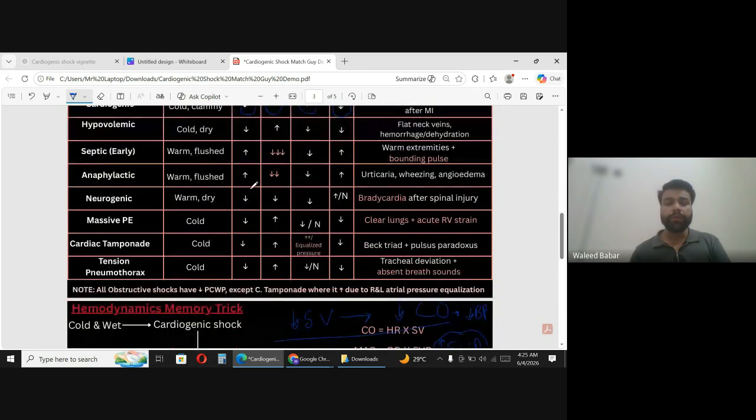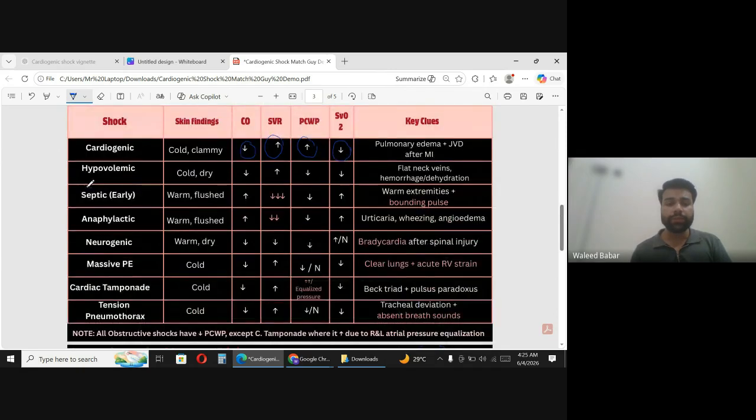So now let's have a look at distributive shock. In distributive shocks, the main problem is decreased systemic vascular resistance, and that's why our vessels are going to be dilated and they are going to dissipate heat. That's why we are going to have warm and flushed skin. And because of decreased systemic vascular resistance, our diastolic pressure is going to be decreased, as pulse pressure is equal to systolic pressure minus diastolic pressure. That's why we are going to have increased pulse pressure, increased cardiac output, and it is going to reflect in the form of bounding pulses.